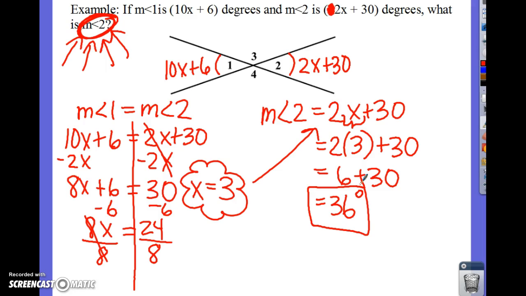Today, when you're working on the worksheet that you have, which is entitled Angles in Algebra, go ahead and pull that out and put it in front of you. It is a bunch of problems just like this example.